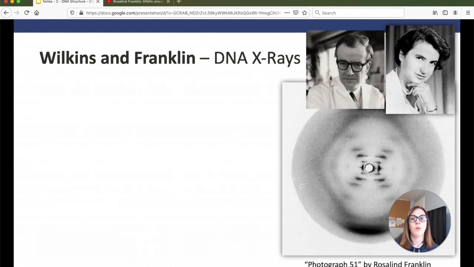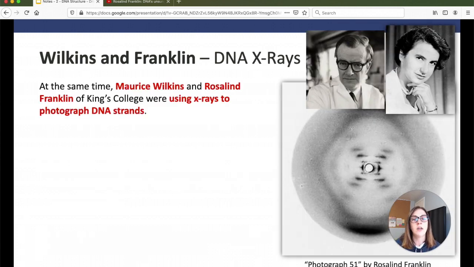In comparison, Maurice Wilkins and Rosalind Franklin, even though they worked in the same general lab team, did not get along very well, and they did not work together. But they both used X-rays to photograph DNA strands. So they were both doing independent work in the same college, in the same lab, but they weren't necessarily working together because they did not get along.